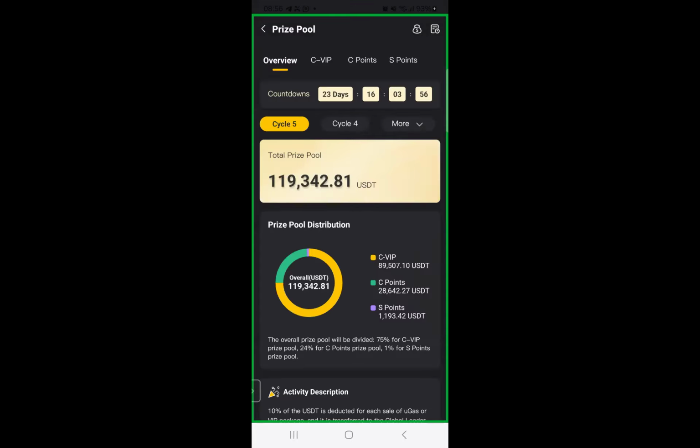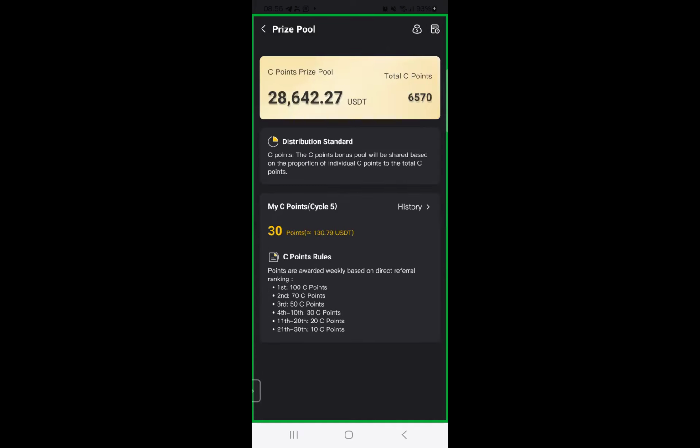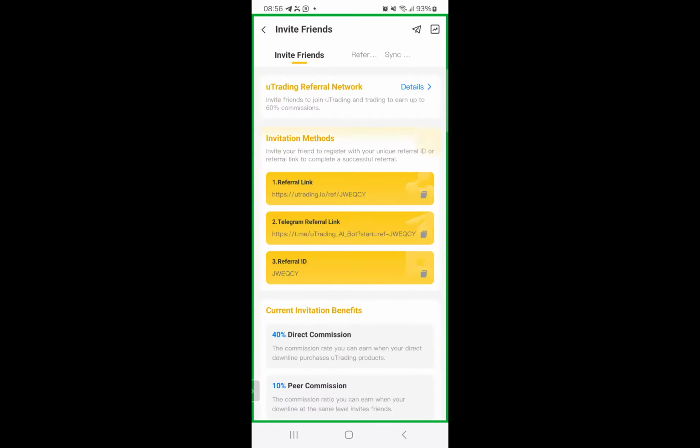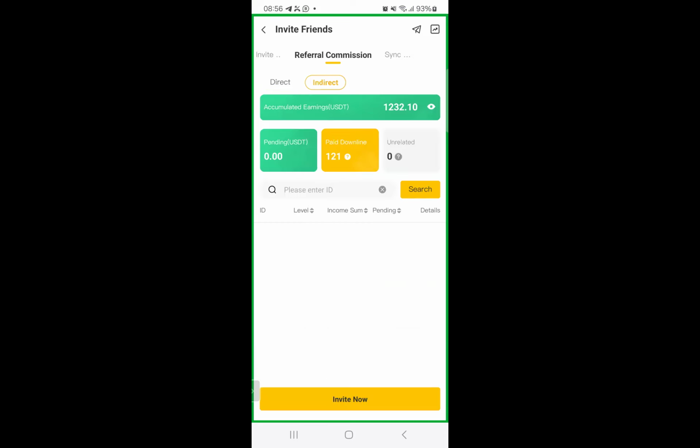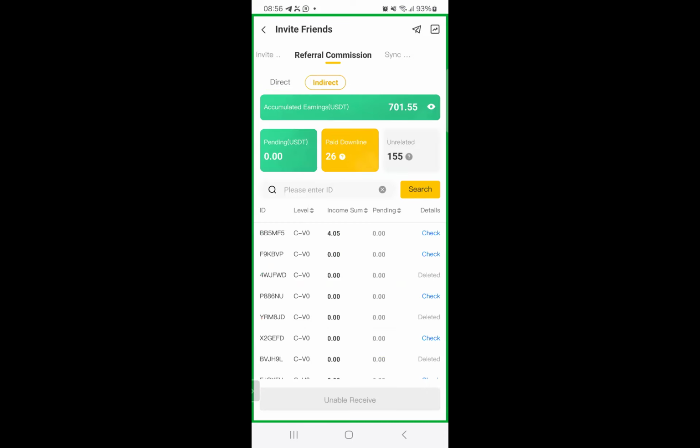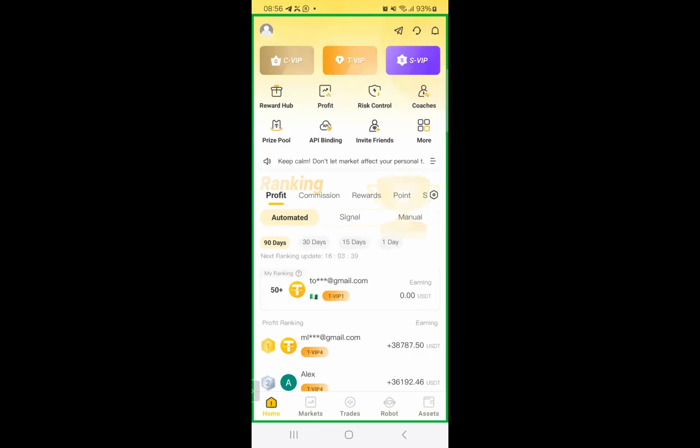So for those that have time to do affiliate, we can look at the account now. So far, when it's not even aggressive, direct commission is $1,230 something. Indirect is about $700. Put together, it is close to $2,000 as just affiliate commission. So that is just the basics about U Trading, and I recommend it.